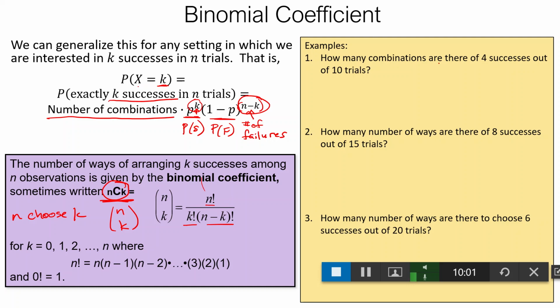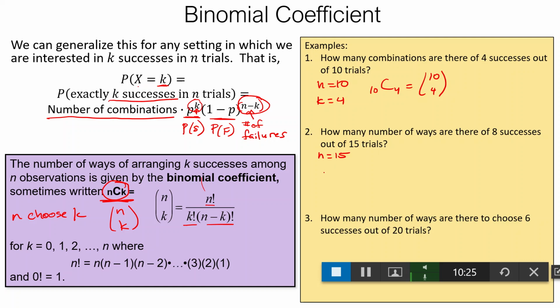So now, how many combinations are there of 4 successes out of 10 trials? Well, that means our n here is 10, our k here is 4, so we could say 10 choose 4, or 10 choose 4 like that. We can calculate these numbers on our calculator if we want to. There is a way. How many ways are there for 8 successes out of 15 trials?